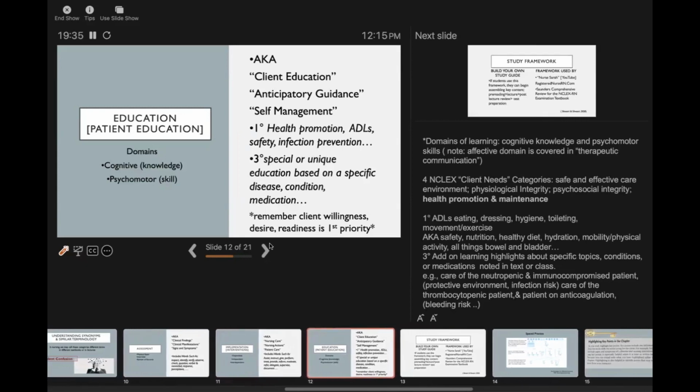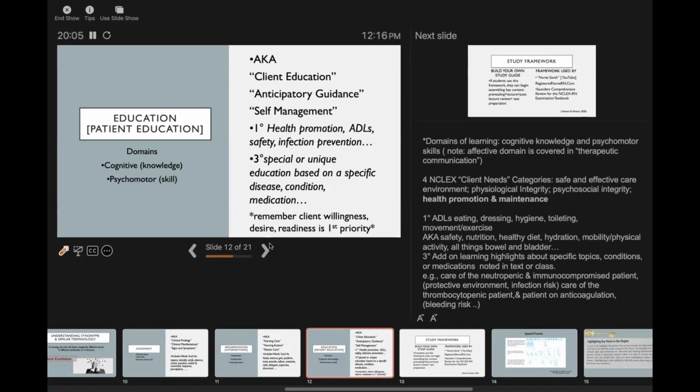And then in patient education, sometimes it's easy to spot, but sometimes, depending again on the text, you'll hear client education, anticipatory guidance, tools for self-management, right? These are all clues pointing us in the direction that it's about important key content that we're going to be teaching patients.